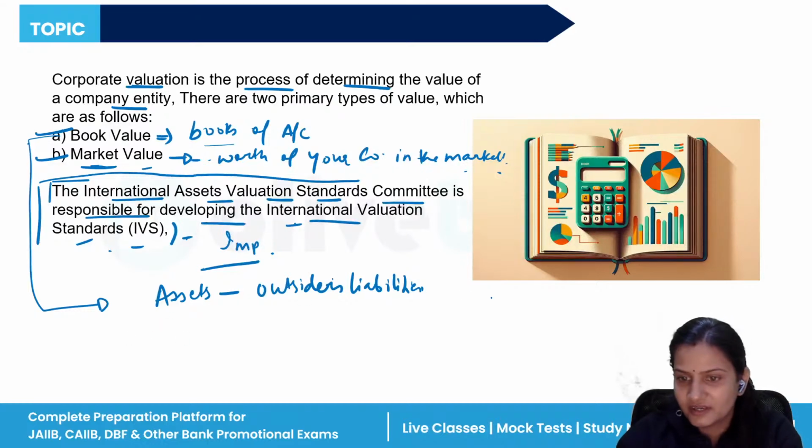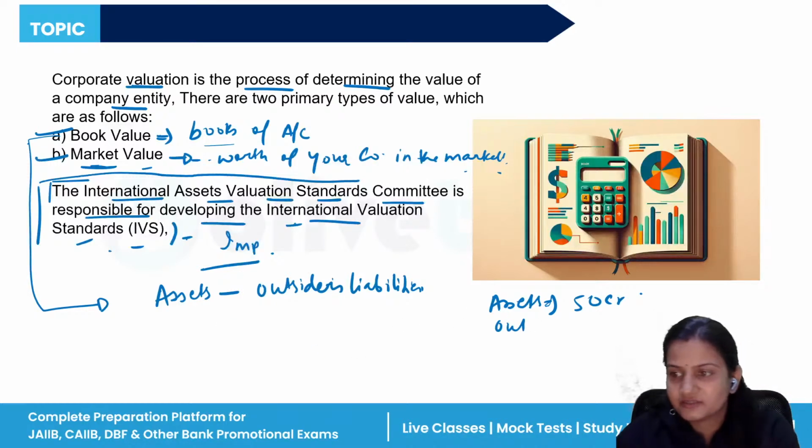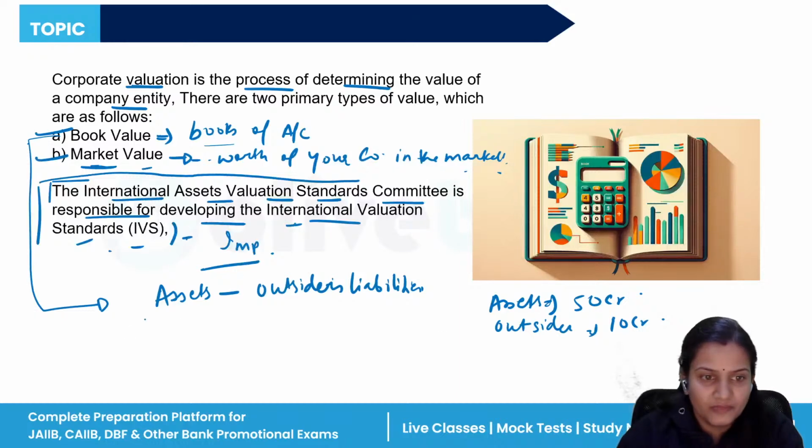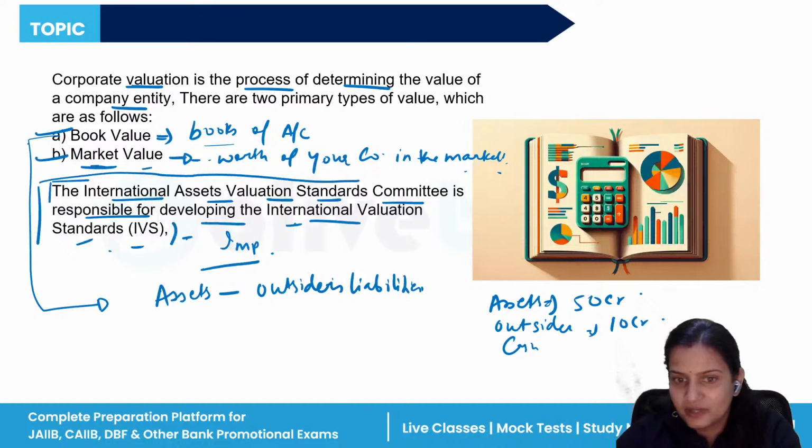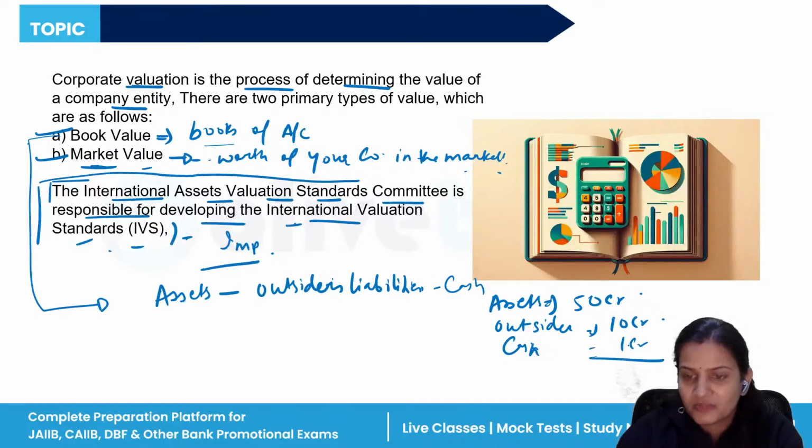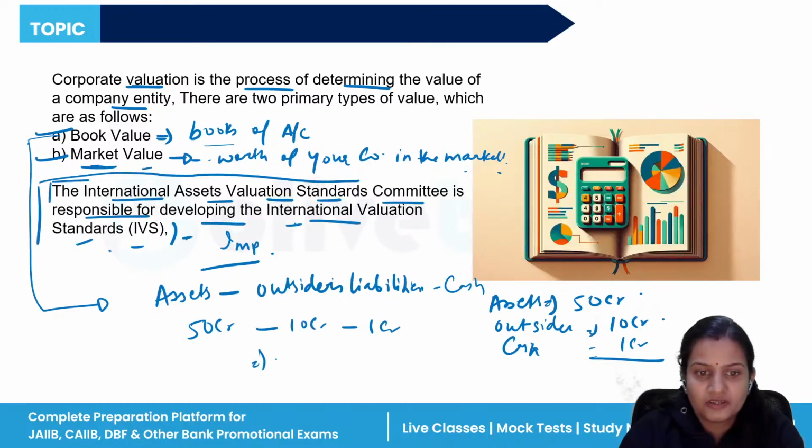Suppose, let's take an example, the worth of your assets is 50 crore. Now, outsiders, all your debts, all your bills payable, all your liabilities, approximately how much value? 10 crore. Okay. Now, cash will also be deducted, because if I want to purchase a company, I am not going to purchase your cash. The cash is yours. So I will deduct cash. Cash, let's say 1 crore. So assets is 50 crore minus 10 crore minus 1 crore. So how much? 39 crore.